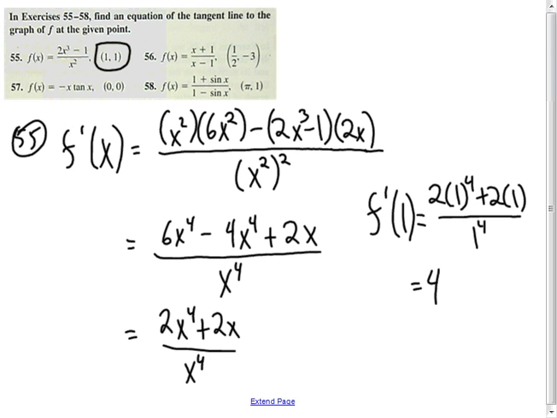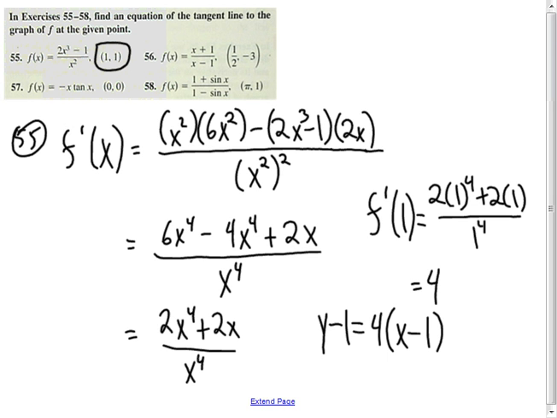They told me the x and the y coordinate of a point, so I can go ahead and write the equation using the slope, the point slope form of a line. I'm going to say that y minus the y coordinate of 1 is equal to the slope, which is 4, times x minus the x coordinate of our point, which is 1. That's the point slope formula for our line.